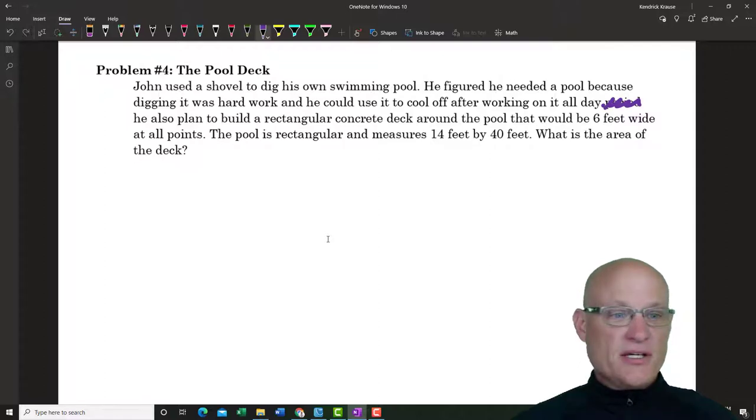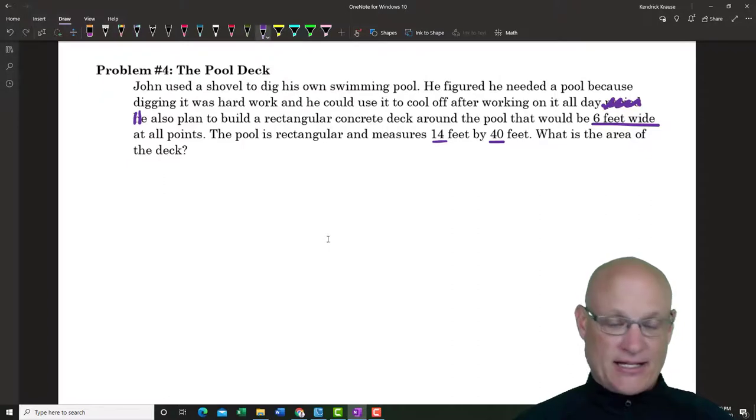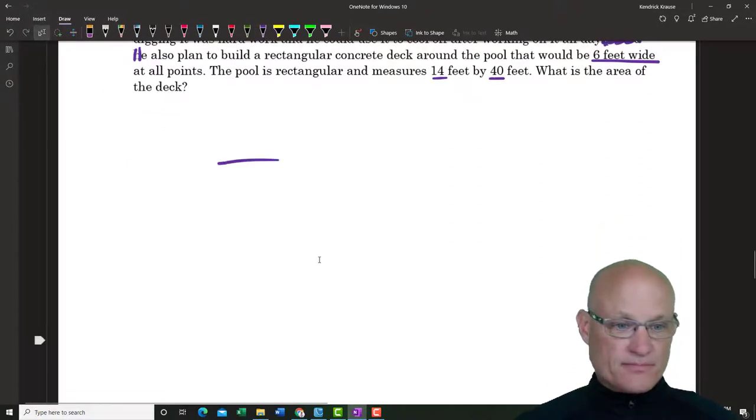He also plans to build a rectangular concrete deck around the pool that would be 6 feet wide at all points. The pool is rectangular and measures 14 by 40 feet. What is the area of the deck? All right, so you need to draw a picture.